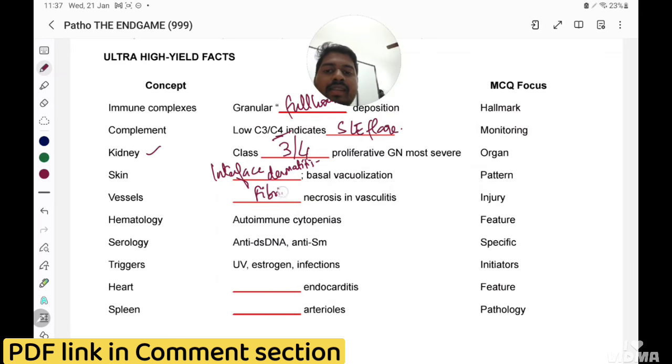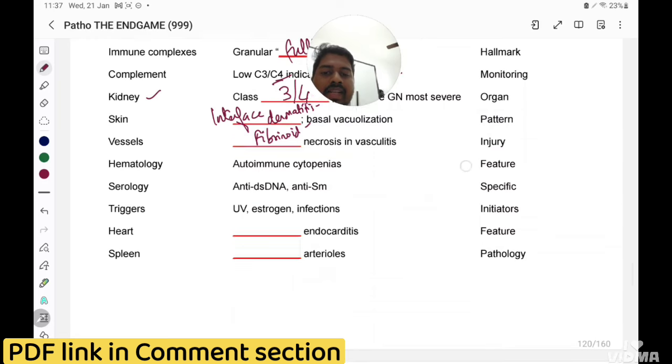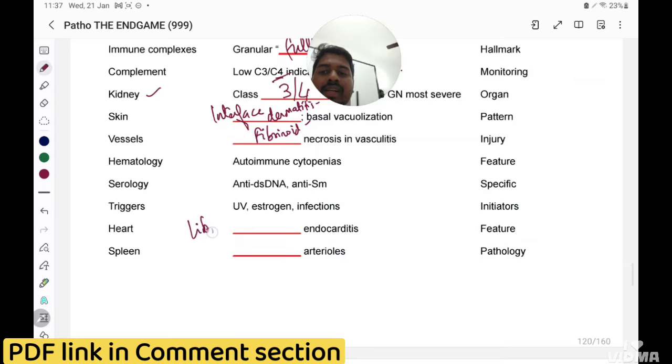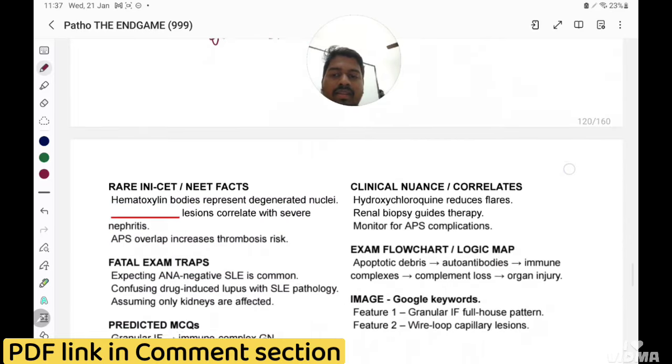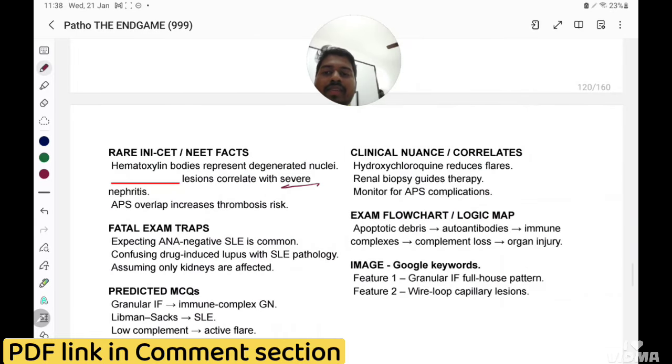Fibrinoid necrosis is seen in the vessels. In heart, you will see Libman-Sacks endocarditis. It is non-bacterial thrombotic endocarditis. In spleen, you see onion skin arterioles. Which lesions correlate with severe nephritis? Wire loop lesions.